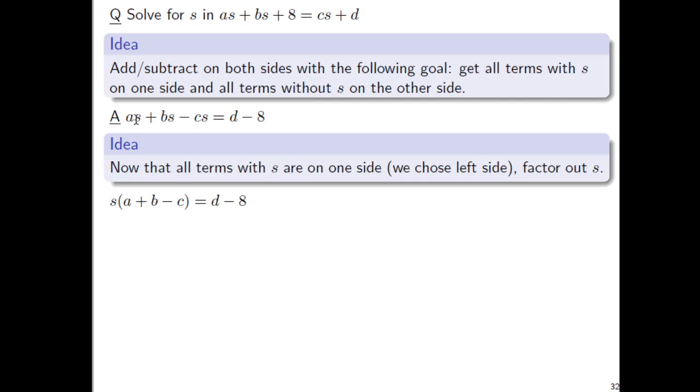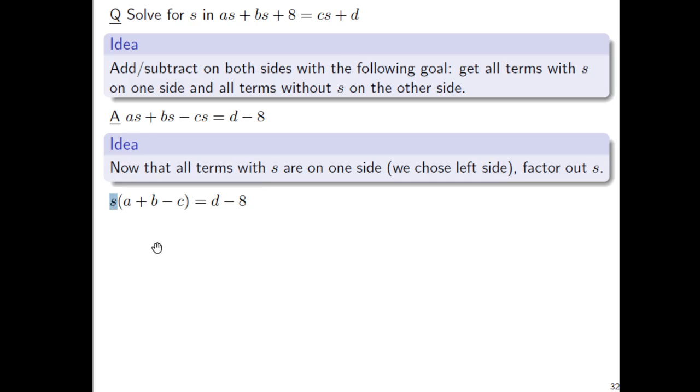And so we go from this problem situation of the variable s being written 3 times up here to s just being written once because we factored it out, right? We don't want to have the variable written multiple times when we eventually solve for s. So factoring did this, but factoring would only work if all the terms with the variable were on one side. So that's why we set up the equation to make sure that all the terms have s on the left side here.